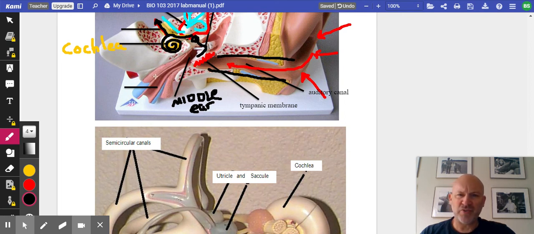And this is called the eustachian tube. This tube actually connects to the nasal cavities. And this is how we relieve the pressure in our ears. In fact, if you hold your nose and close your mouth and blow, you can feel your ears pop because this is connected to the nasal cavity. This is called the eustachian tube.